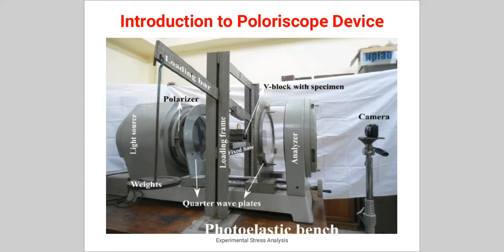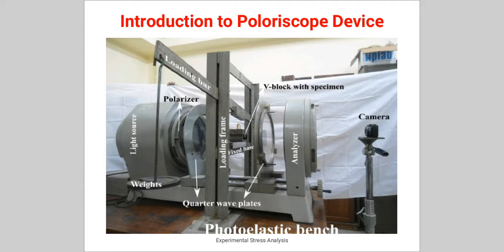But what is our requirement? When the light passes through the polariscopic device, or through the photoelastic model, it should be in only the horizontal direction, behaving like a simple harmonic motion. For that purpose, this polarizer, also called a filtering device, is provided after the light source.